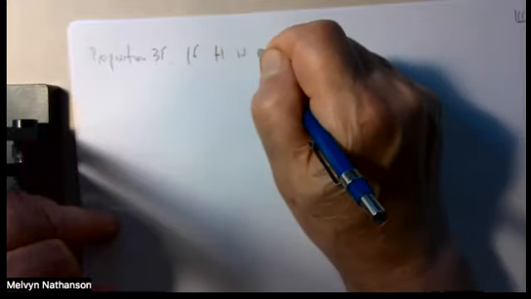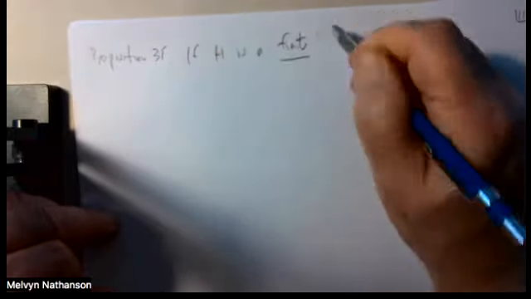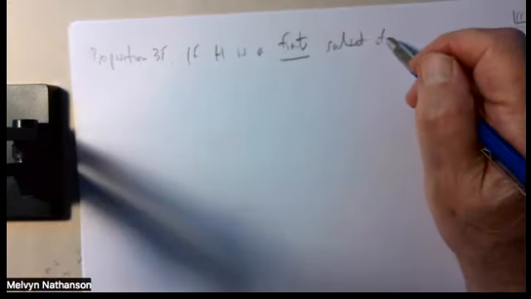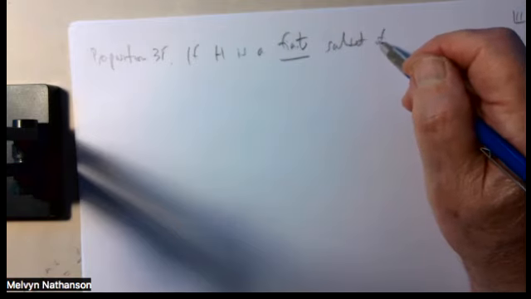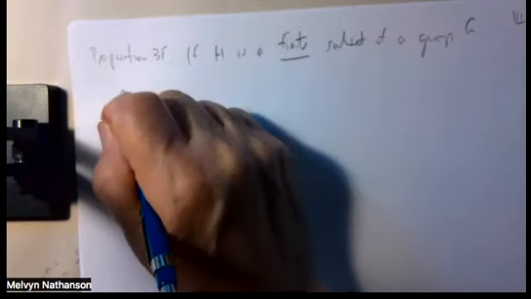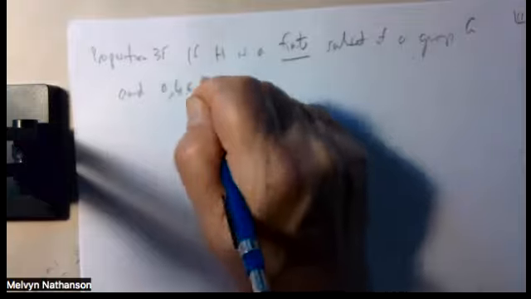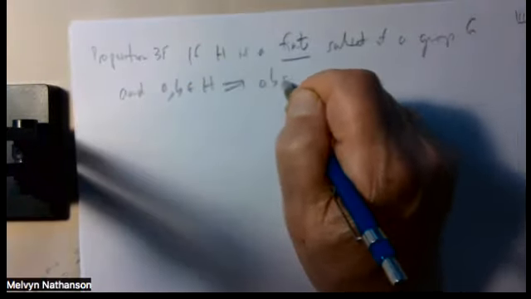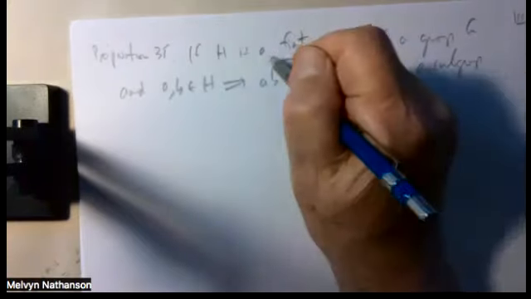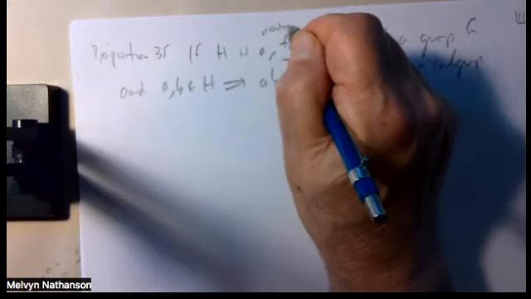It says, if H is a finite subset of a group G, and whenever A and B are two elements of H, then AB is in H, then H is a subgroup. I should add, this is a non-empty finite subset.